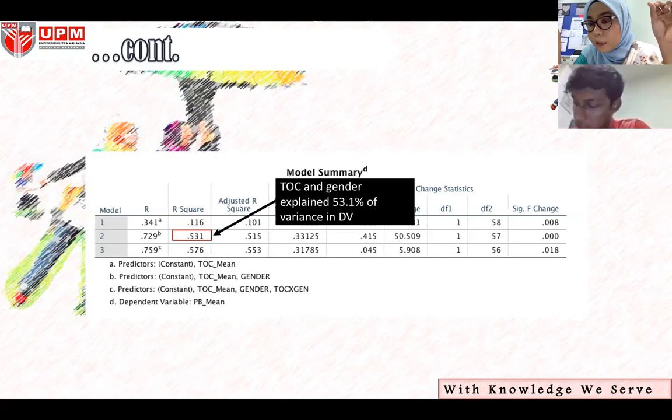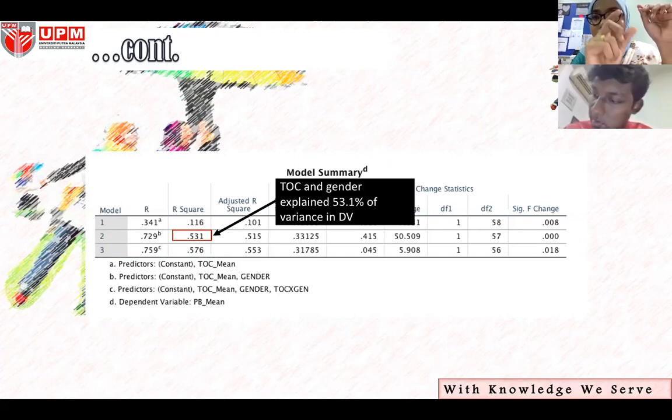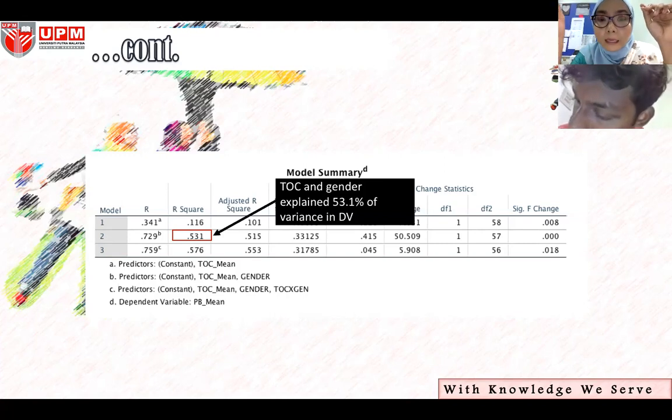26.5, correct? Yeah, 26.5. So we can say that in model 2, job stress and moderator mindfulness explain 26.5% of variance in the DV, employee engagement. Okay? 26.5% of variance in employee engagement.